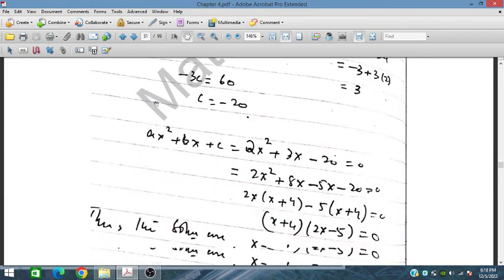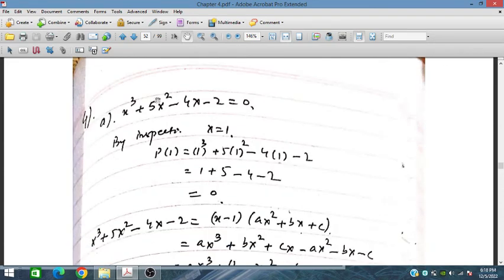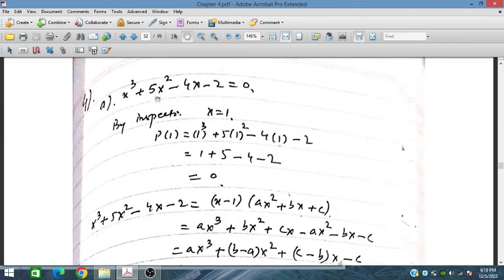Now move on to question number 4. Here we have x cube plus 5x square minus 4x minus 2 is equal to 0, and we see by inspection x is equal to 1, and by placing x is equal to 1 we see that this results in 0. So x is equal to 1 is one of the roots, so x minus 1 is equal to 0, and x minus 1 is one of the factors.